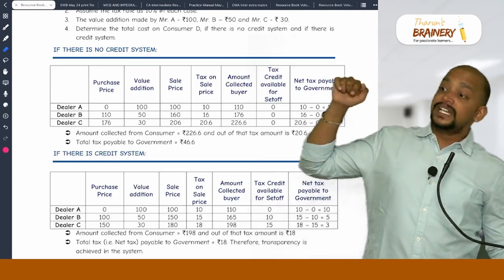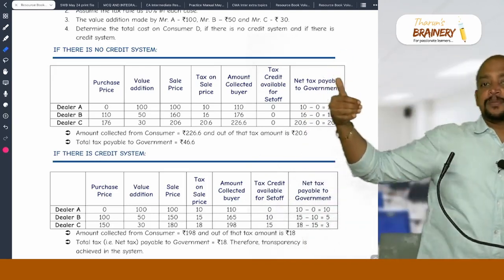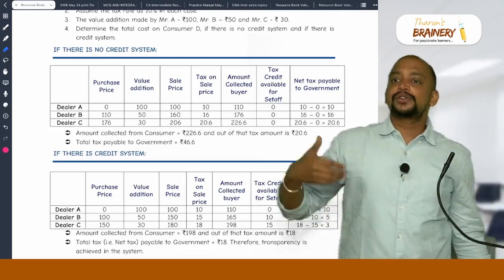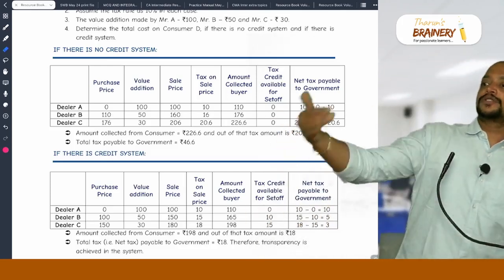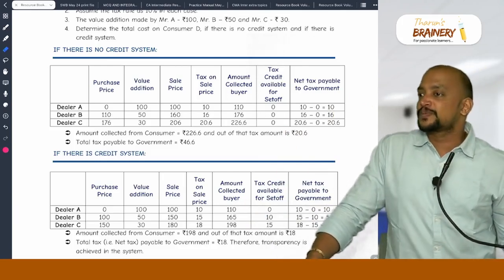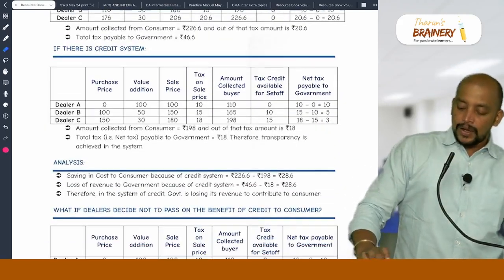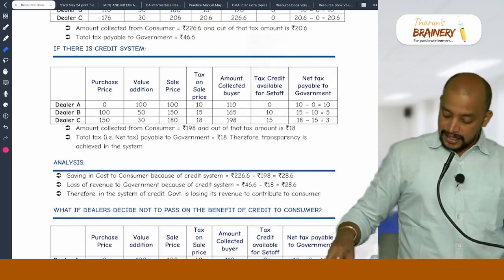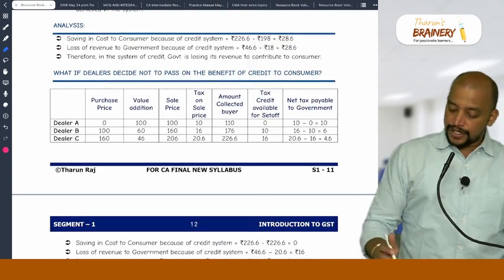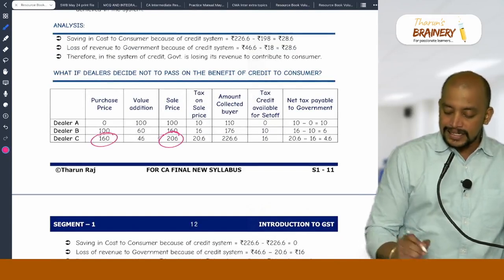Same is the case with dealer C. Dealer C thought, anyhow the consumer was ready to pay me 226.6, so why should I undercharge him? So he also fixed the same price, inclusive of GST. So 226.6 into 10 by 110 will be 20.6. So the remainder is 206, that is 226.6 minus 20.6. And 160 is the purchase price.